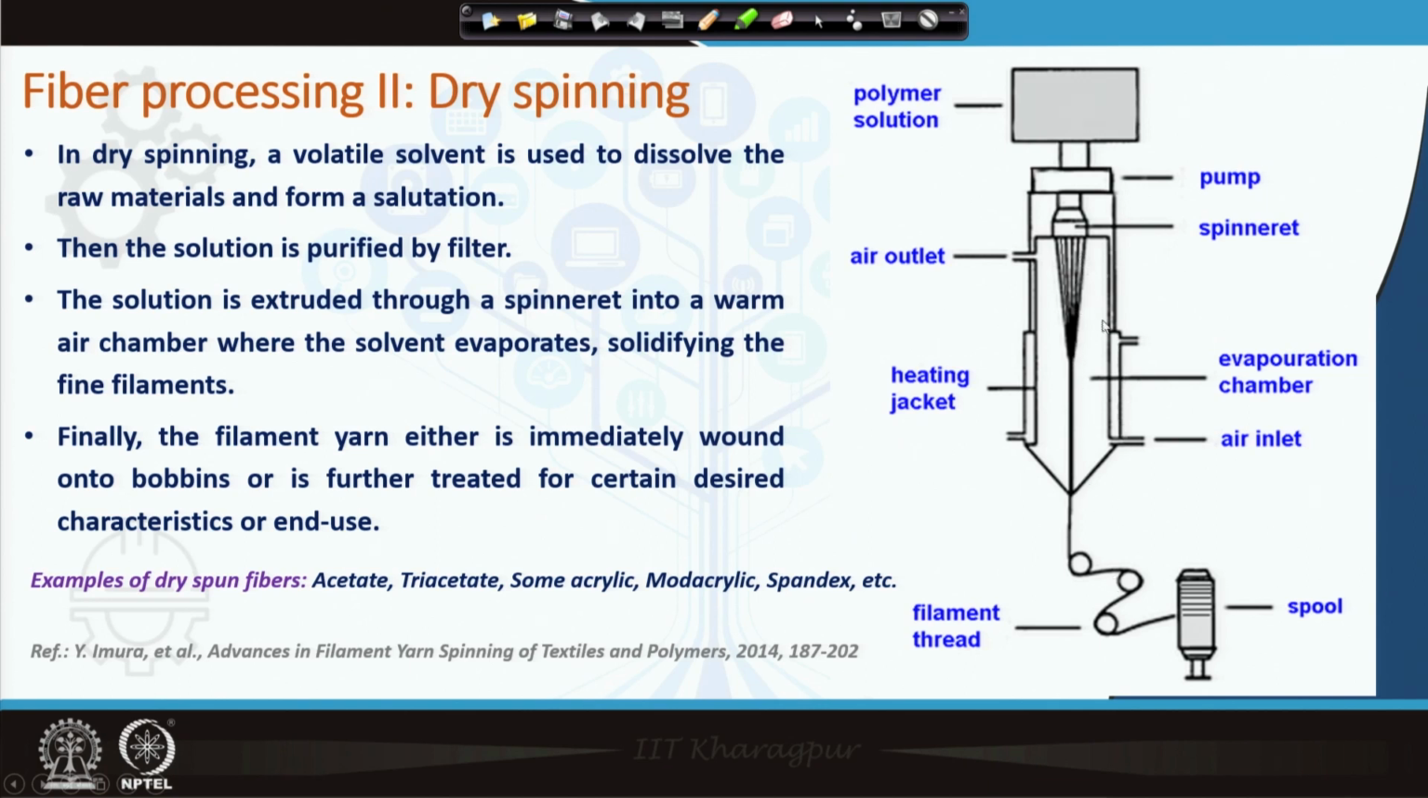So, here you do not have any coagulation bath, that is the dry spinning process. In dry spinning, a volatile solvent is used to dissolve the raw material and form a solution. Finally, the filament yarn either is immediately wound onto bobbins or is further treated for certain desired characteristics of end use. Examples of dry spun fibers are mentioned here, like acetate, triacetate, some acrylic, modacrylics, spandex, etc.